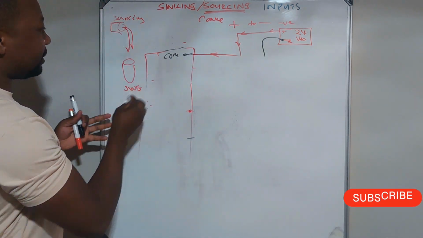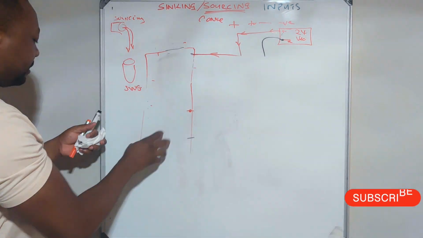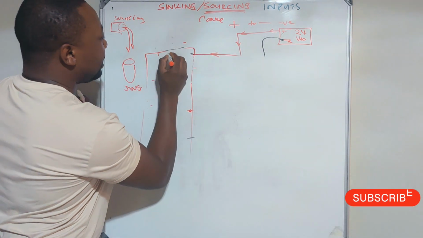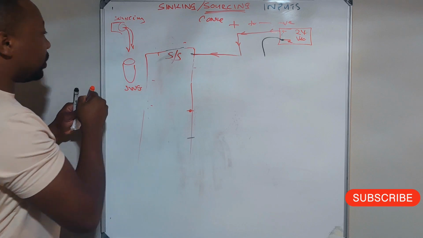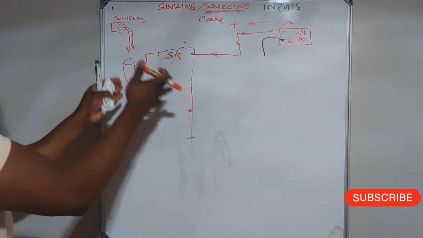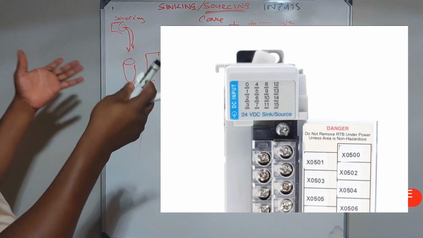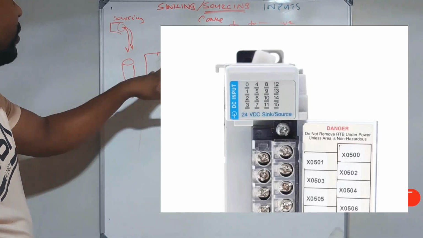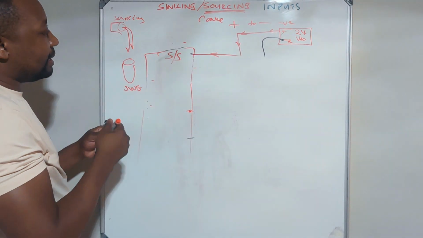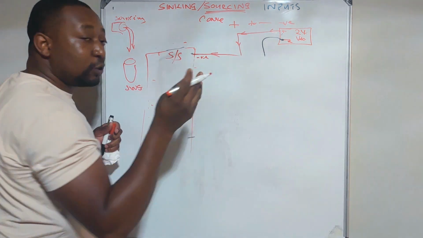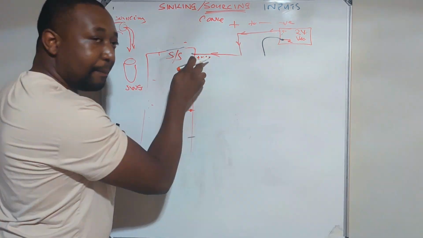This is our input card. Like we said, it's written S/S. So it means you can sync or source with this card. So how do you do this? It's up to you. You decide depending on the way you want to wire it. If you want it to be syncing, then this must be a negative. If you want it to be sourcing, this must be a positive.